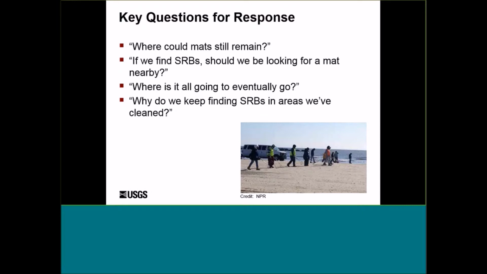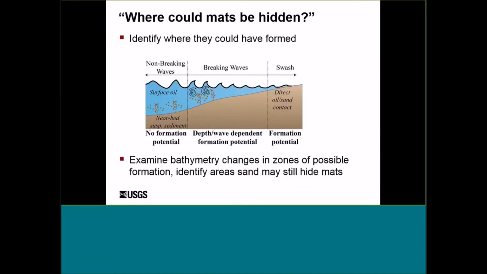So the question of where mats can be hidden, and you heard a little bit of mention of the buried oil project. This was an attempt to identify where mats could still remain. The two pieces to that are, where could they have formed in the first place? If you want to know where they still remain, you need to know where they started. The other question is, are there areas where they couldn't still remain because nature would have done the dirty work for us and broken the mats apart?